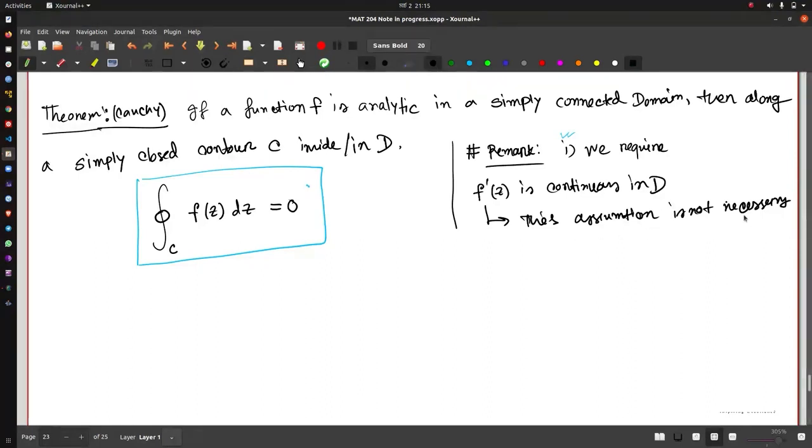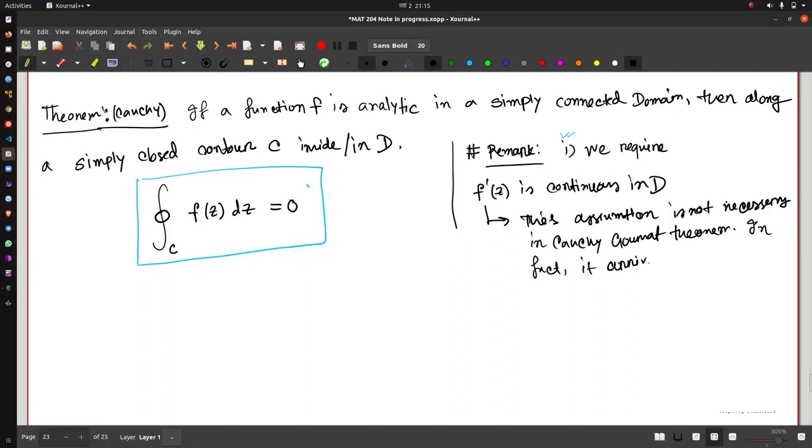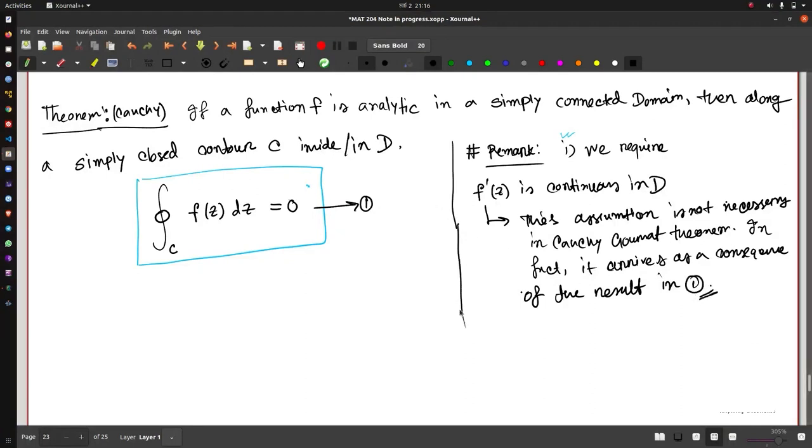So this assumption is not necessary in the Cauchy-Goursat theorem. In fact, it arrives, or appears, whatever you want to call it, as a consequence of the result in, let's call this equation 1. So the Cauchy-Goursat theorem is just the generalization of Cauchy's theorem. Okay, now let's go for a very simple proof.